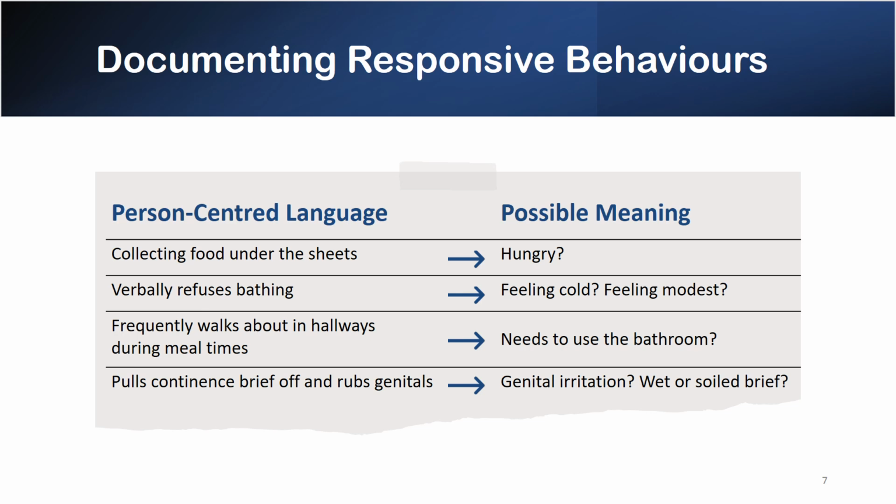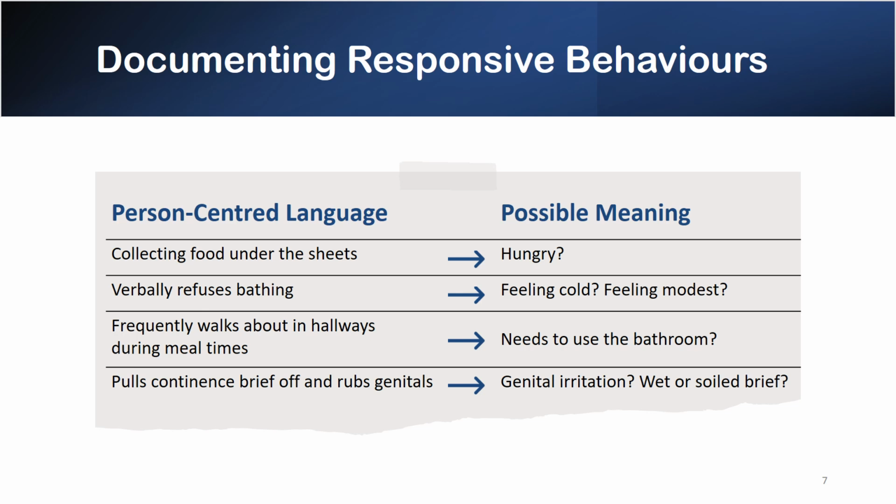The person walking about the hallway during mealtimes perhaps wants to use the toilet before eating. Or perhaps they want to see what other people are eating. Perhaps they are unaccustomed to eating at this time or eating alone. Perhaps the food or presentation of it is unfamiliar and they need assistance with their tray.